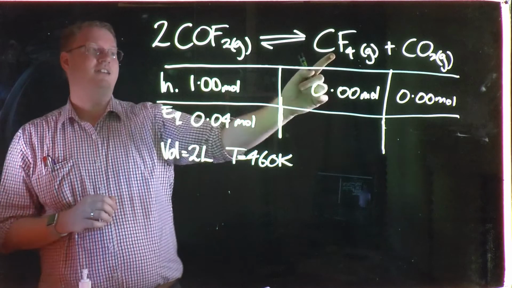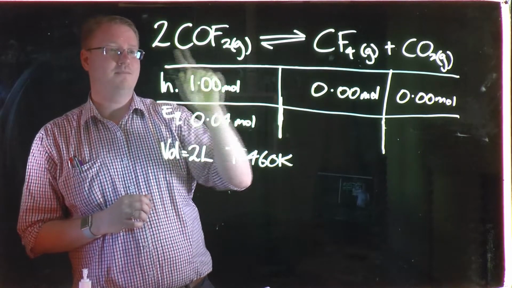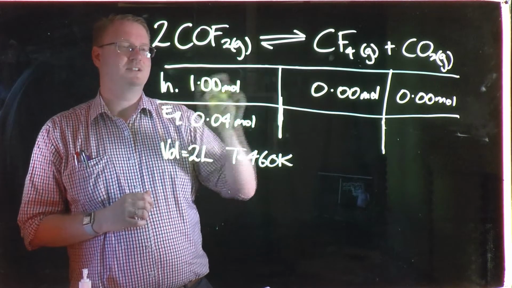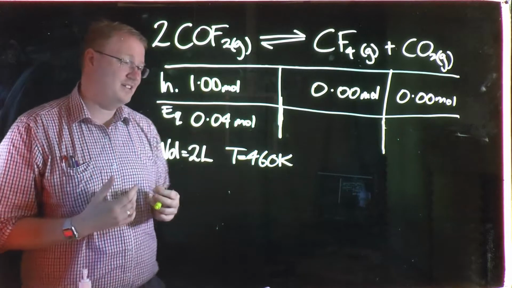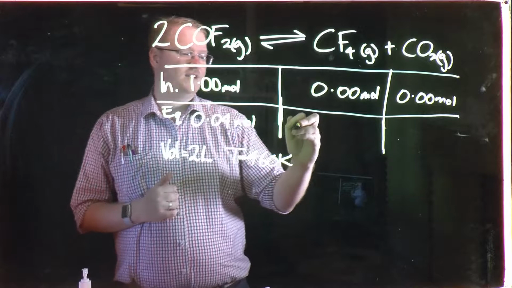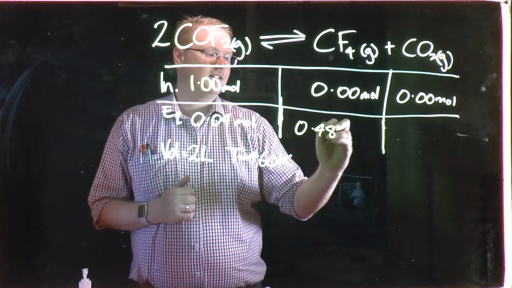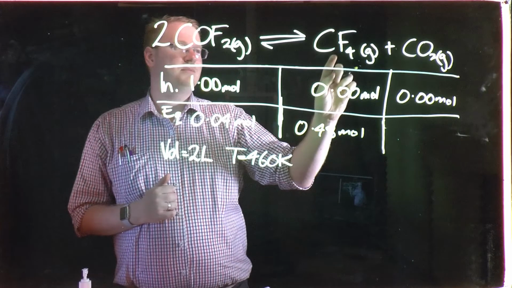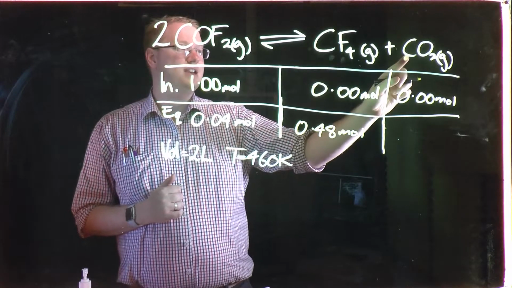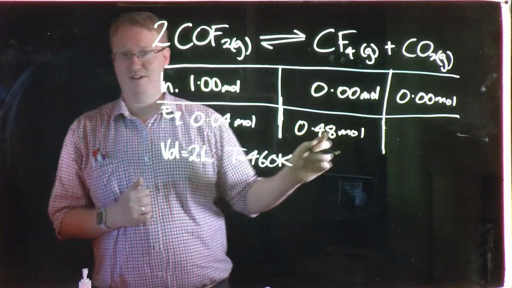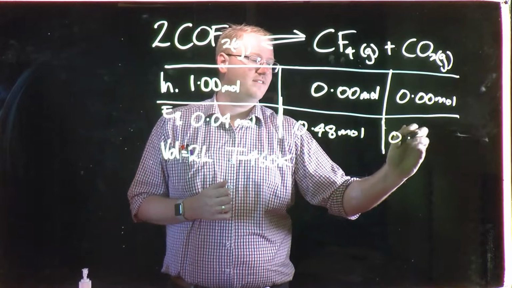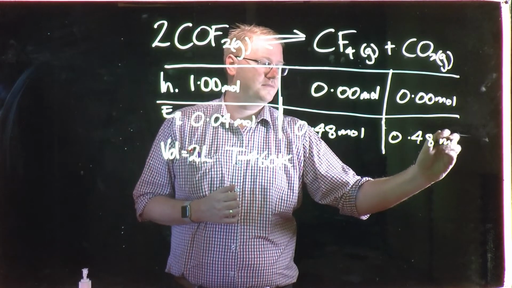Now 0.96 would have formed half of that because of a 2-to-1 ratio of carbon-oxygen fluoride to carbon tetrafluoride. So half of 0.96 is 0.48. So we're going to have 0.48 moles of carbon tetrafluoride produced. And because it's a 1-to-1 ratio between carbon tetrafluoride and carbon dioxide, there must be the same number of moles produced. So 0.48 moles.